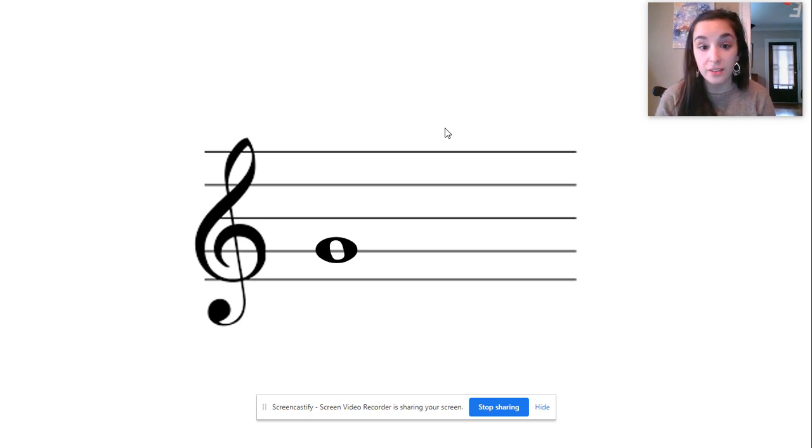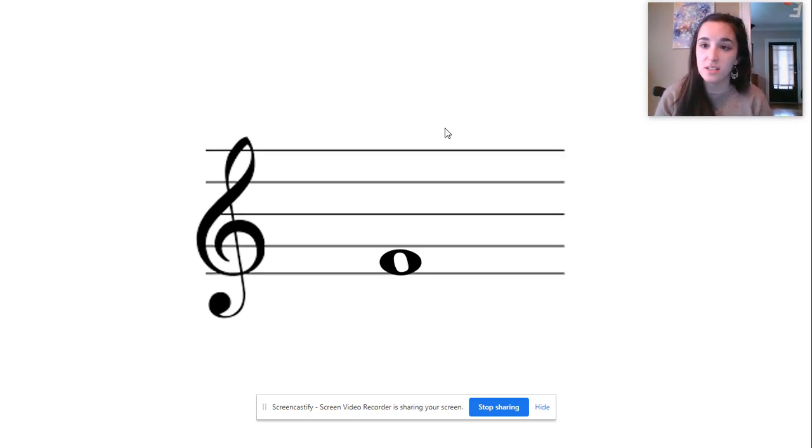Hopefully you can tell that this note is on a line. For line notes, we say, every good boy does fine. This note is on the second line of the music staff. Every good boy does fine. It's on the G line, G for good.